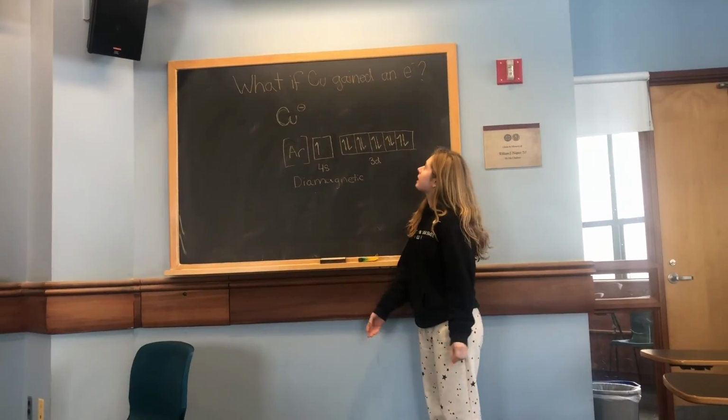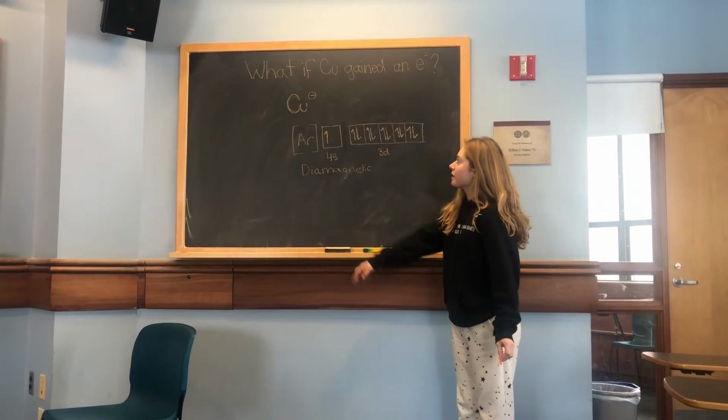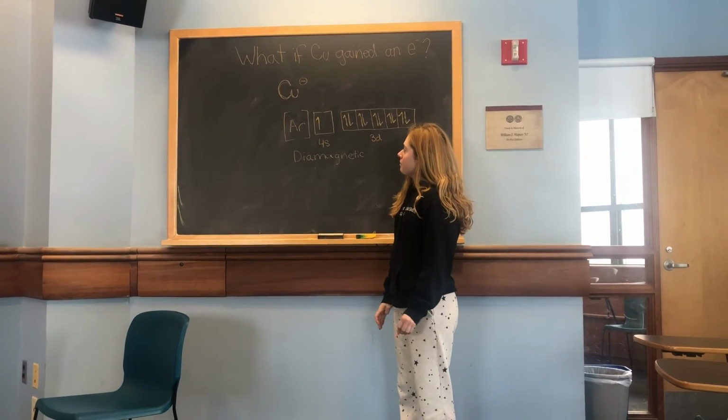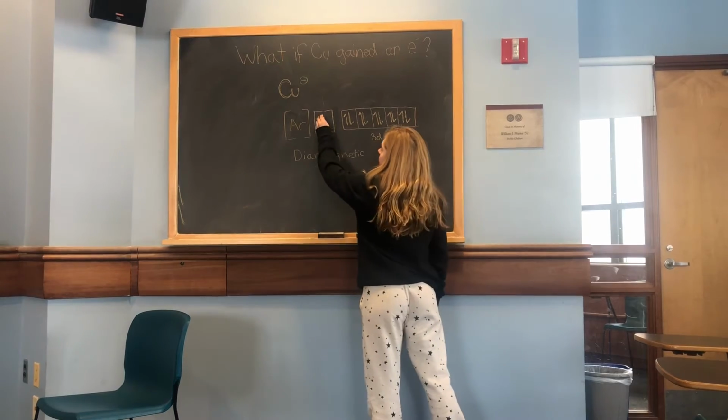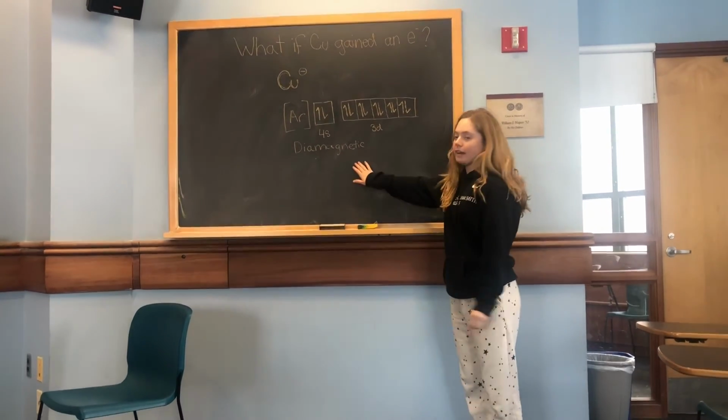But what if copper gained an electron? This would make copper an anion. Now you could fill the 4s orbital, making it diamagnetic.